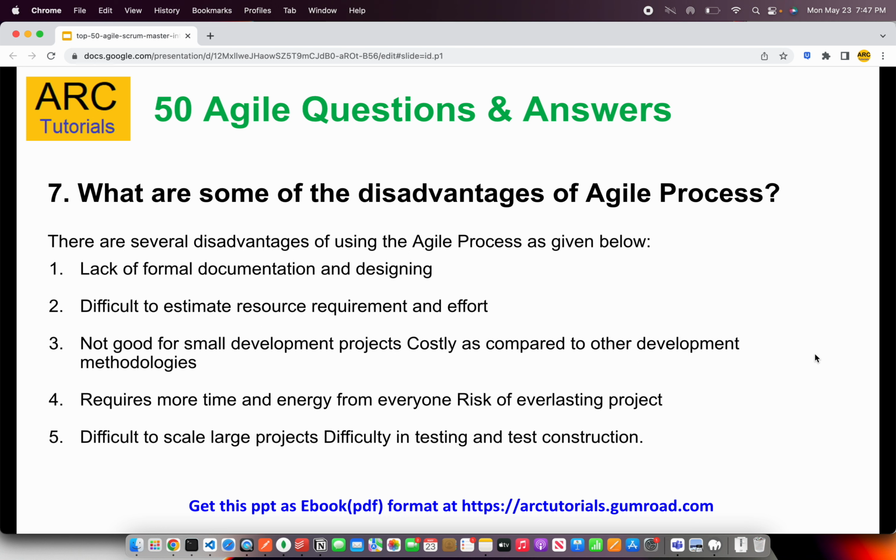Now, difficult to scale large projects, right? Because if you're talking about a really large project which has multiple Scrum teams, coordination, integration, data exchange, contracts, those become really difficult to manage. So you need another team to manage the team, right? So that's where it becomes really difficult to scale. Difficulty in testing and test construction of data. As the project becomes big, it becomes really difficult to test end-to-end pieces, the integration pieces and those stuff. So those are some of the disadvantages that you should definitely talk about in the interview.